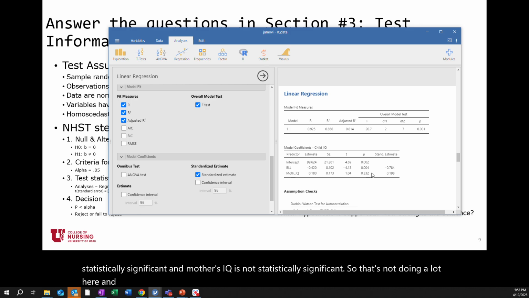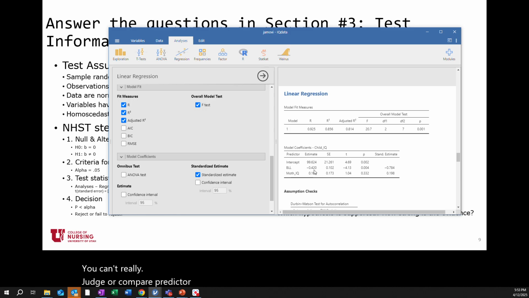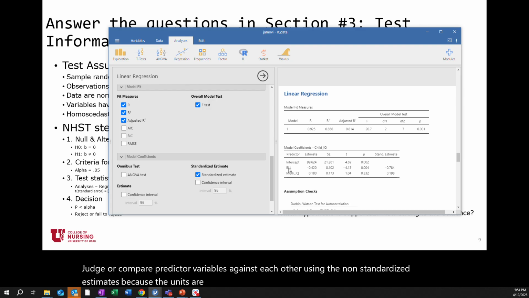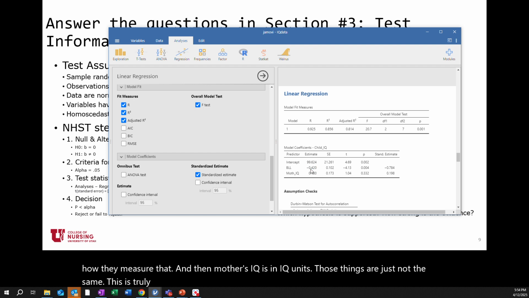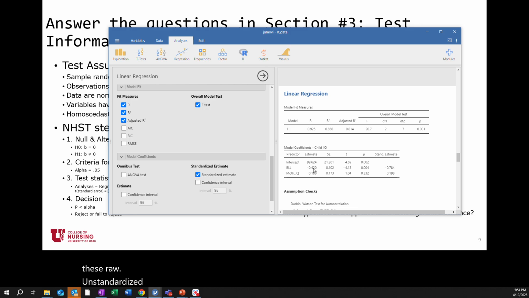And we kind of glossed over a little bit these standardized estimates. You can't really judge or compare predictor variables against each other using the non-standardized estimates because the units are different. So blood level is in whatever the level is for how they measure that, and then mother's IQ is in IQ units. Those things are just not the same. This is truly an apples and oranges comparison. They're not the same. You can't use these raw unstandardized coefficients to compare those with each other.